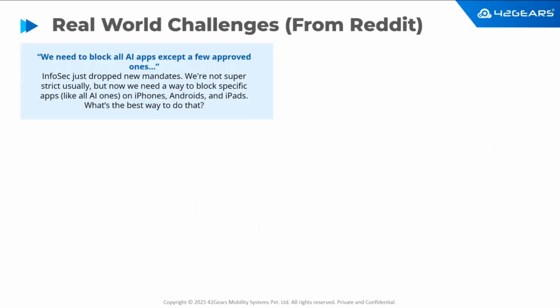So the first one goes as there is a user who would like to block all the AI apps except a few approved ones. Since this business is an InfoSec compliant business, they don't want their end users to use AI apps. So they would like to restrict those apps and allow only required apps for their business on these Androids and iPads.